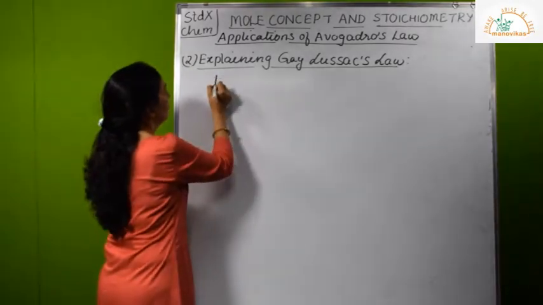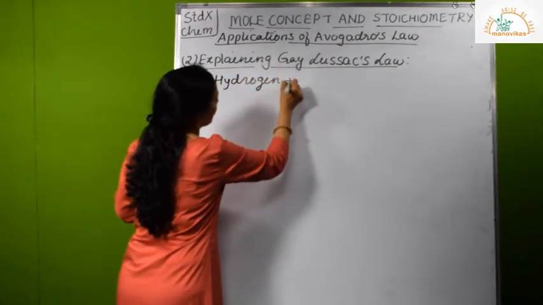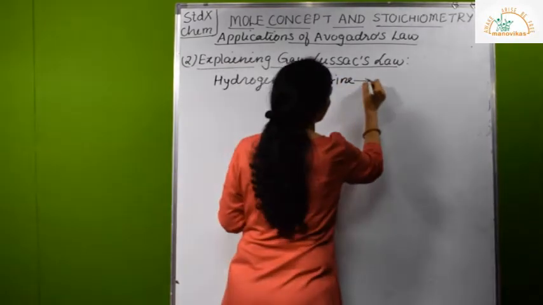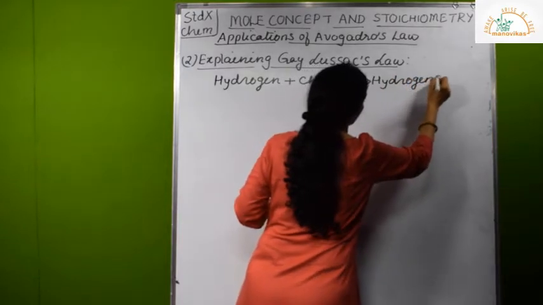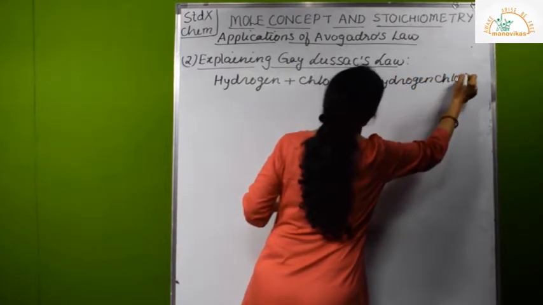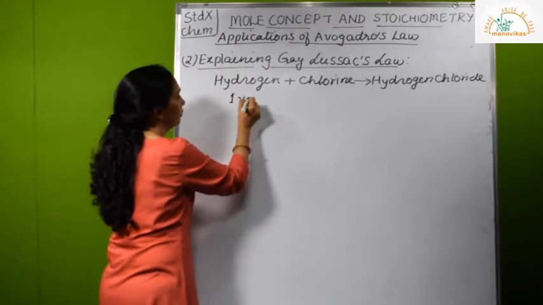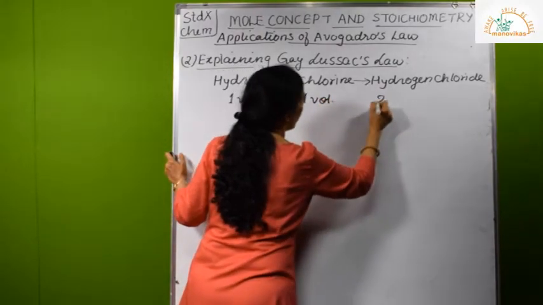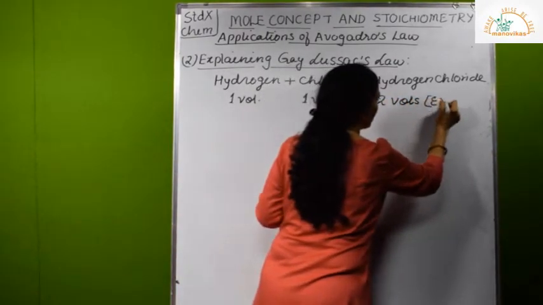So hydrogen plus chlorine is equal to hydrogen chloride. Now one volume, one volume, 2 volumes. This is what we found experimentally.